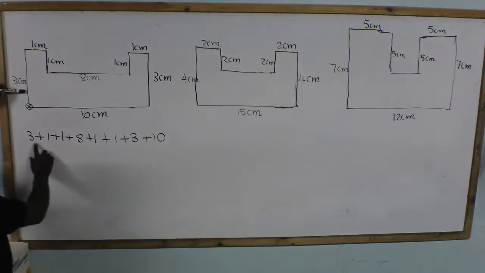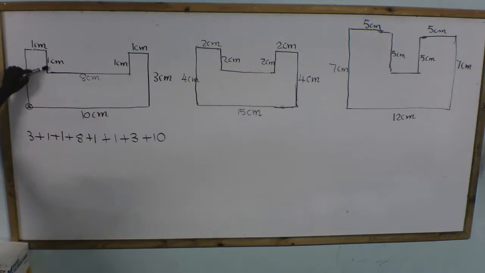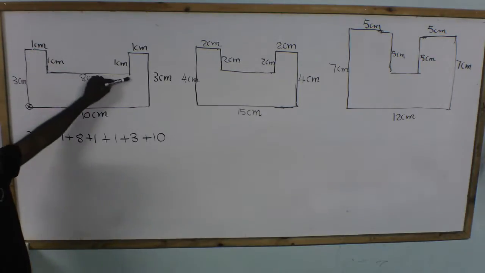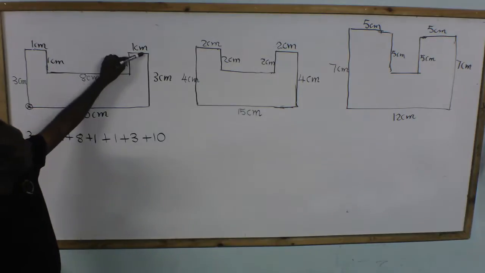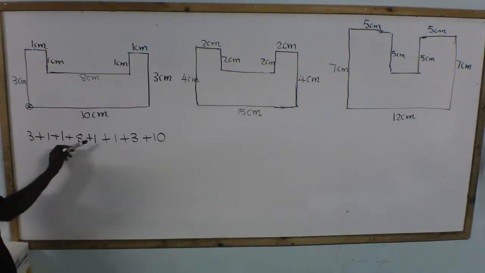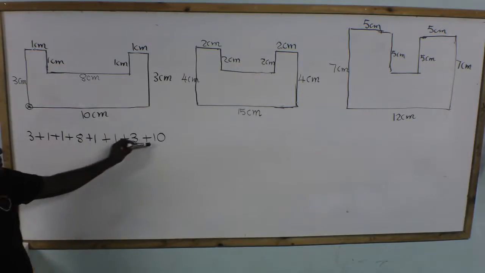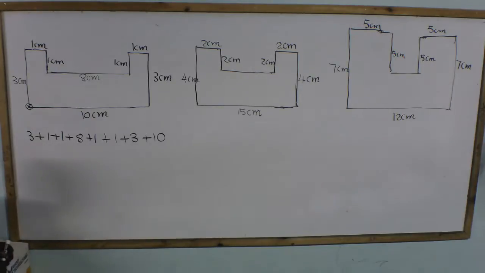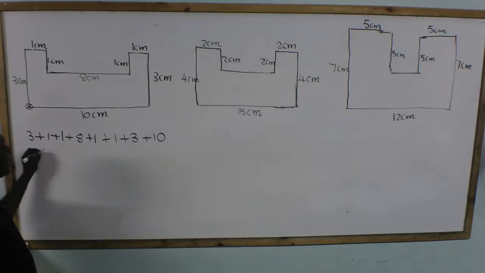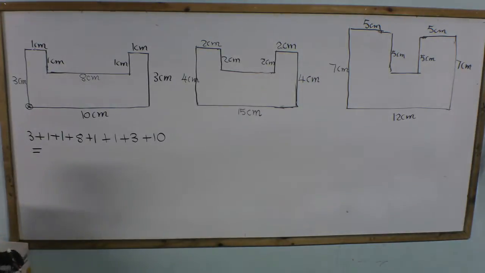We have 3, 1, 1, 8, 1, 1, 3. So it is 3, 1, 1, 8, 1, 1, 3, and then we have 10. So we'll add all of those together, and the result is, I think we just put it right here.